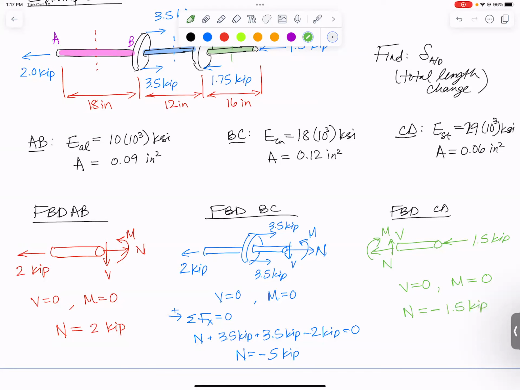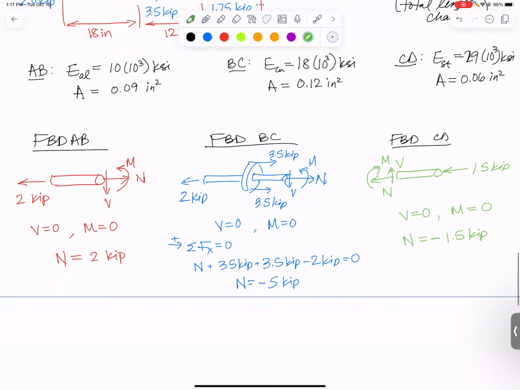So the negatives in the blue section and the green section mean that those two sections are both in compression and they will be contracting. The positive in member AB, that normal force being positive 2 kips, means that section is in tension and that section is getting longer. Now let's put it all together.